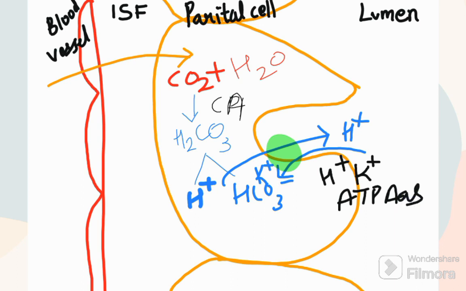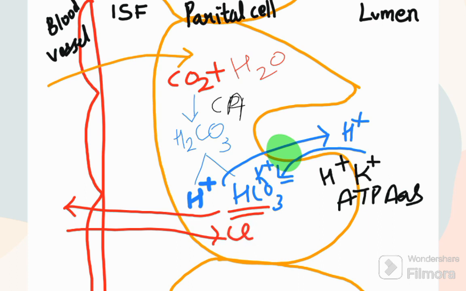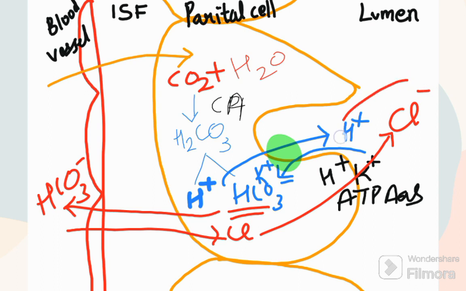The HCO3 minus is another substance which is present inside the cell, and this is sent out of the cell in exchange with chlorine. Chlorine gets into the cell and HCO3 minus comes out of the cell. So HCO3 minus goes into the bloodstream. Now this chlorine is also again sent out into the lumen. These both together form HCl, which is secreted into the lumen.